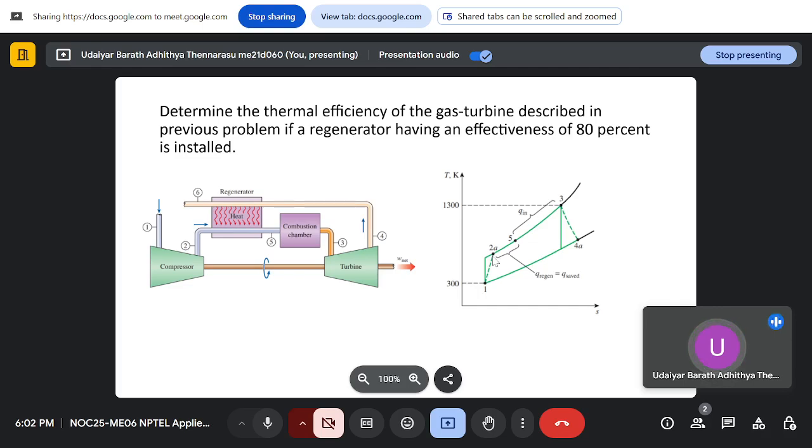What a regenerator does is heat the fluid with the exhaust which you are getting. That's the main idea of a regenerator, and that is the cycle which is shown here.